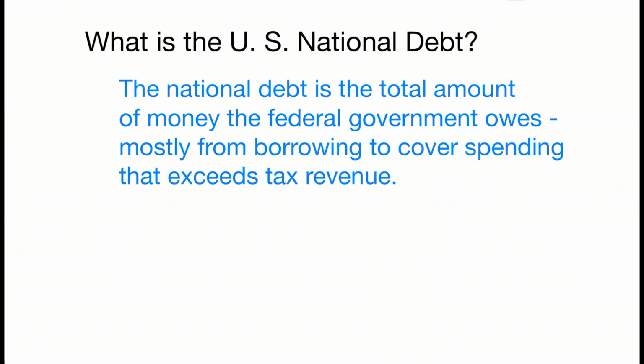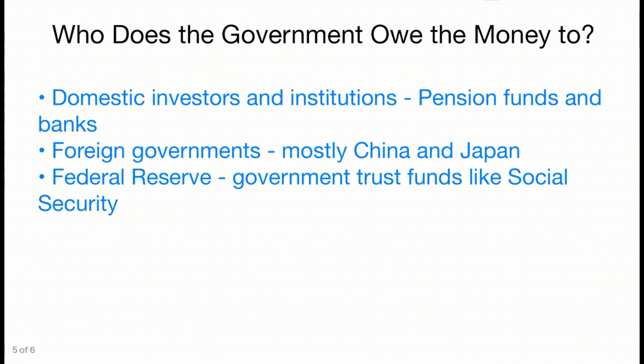Now let's talk a little bit about this debt and maybe get a little better understanding of what all this is about. So what is the U.S. national debt? The national debt is the total amount of money the federal government owes, mostly from borrowing to cover spending. So we're spending more money that exceeds the tax revenue, the money brought in. It's like having a credit card and you just keep charging and you don't pay your bill each month, or not all of it. It keeps adding up.